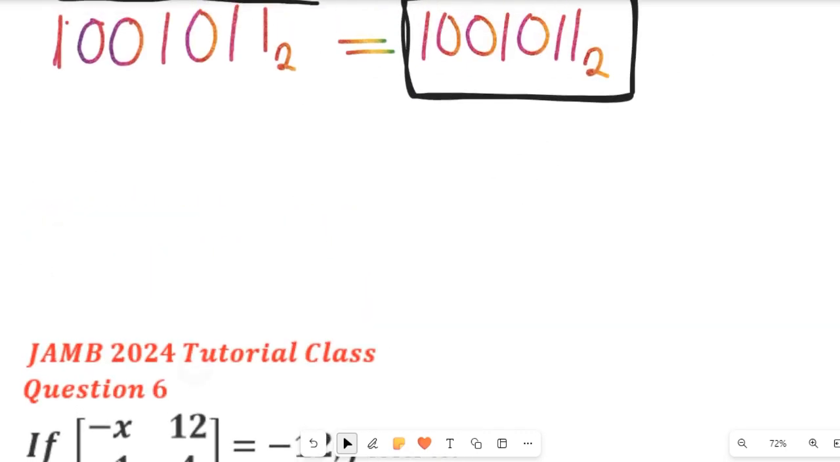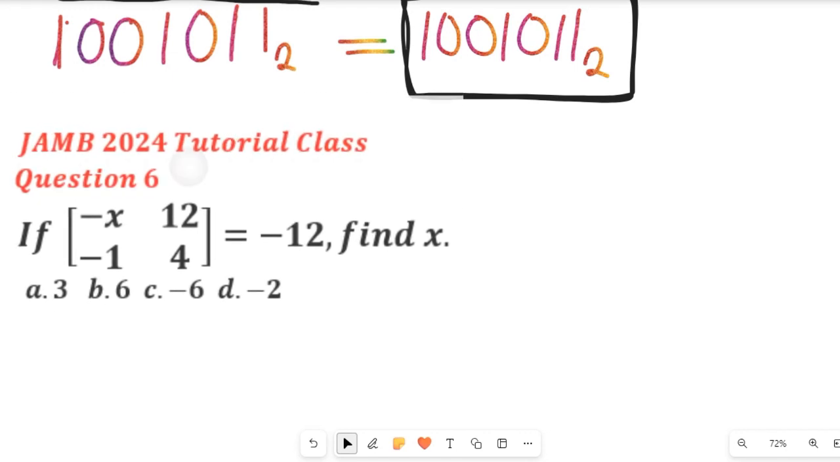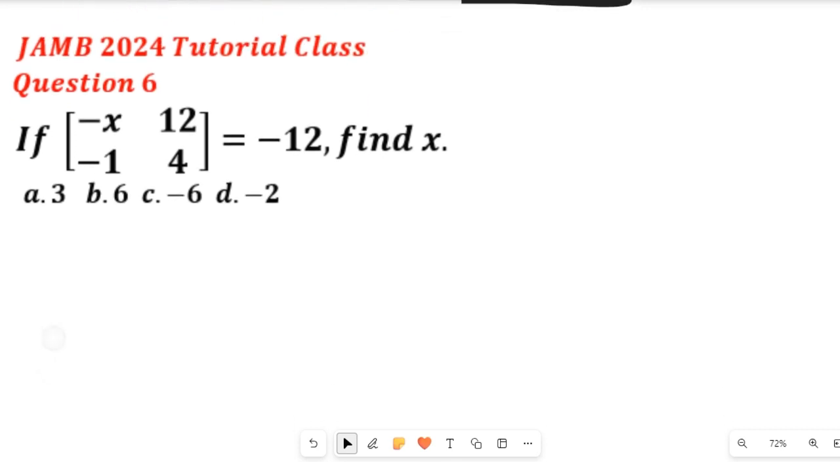In the next question, we are asked to find the value of x if the determinant of the matrix [-x, 12; -1, 4] is equal to -12. Now this is a bit simpler because we have to find the determinant of that matrix and then equate it to negative 12. So what is the determinant of that matrix?